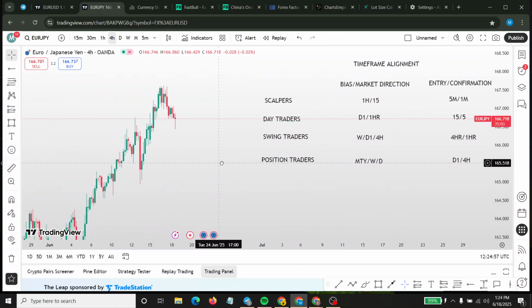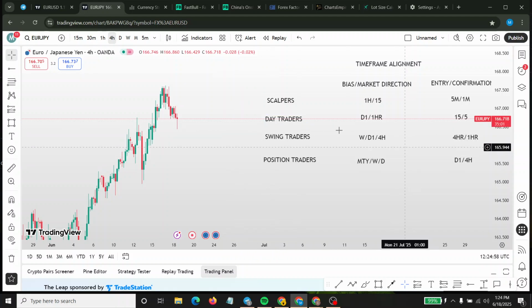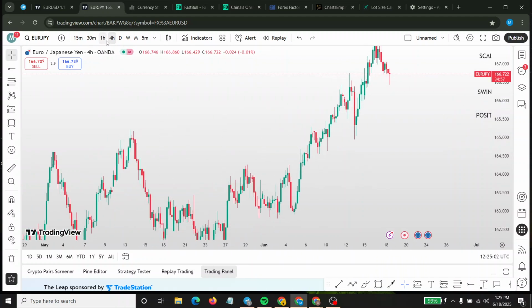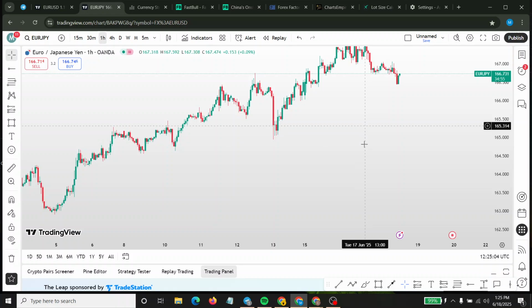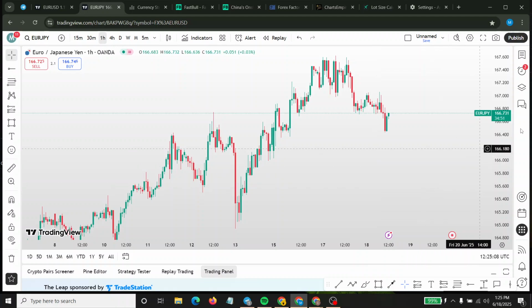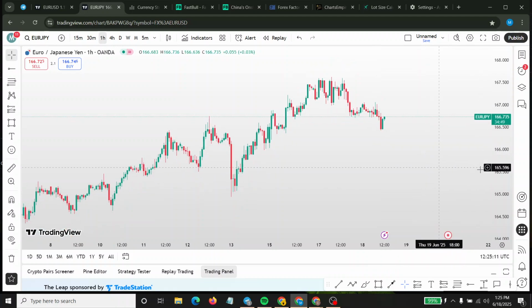Now let's look at how scalpers take direction from this. Let's look at EURGBP, for example. Let's go on the 1 hour chart. So the scalpers, if they want to make their trade, it could be support and resistance. Let's do support and resistance.